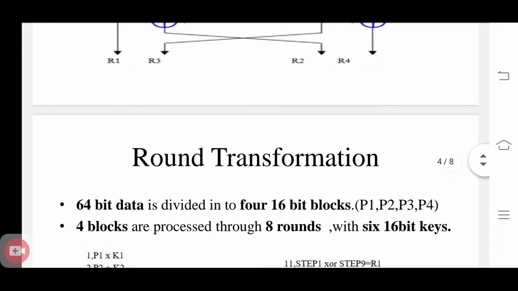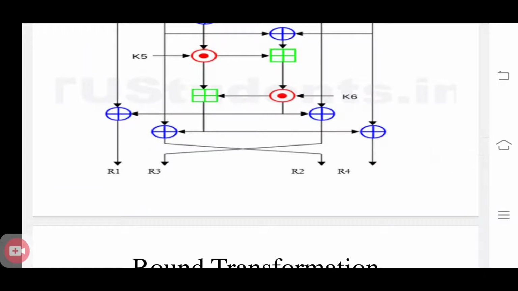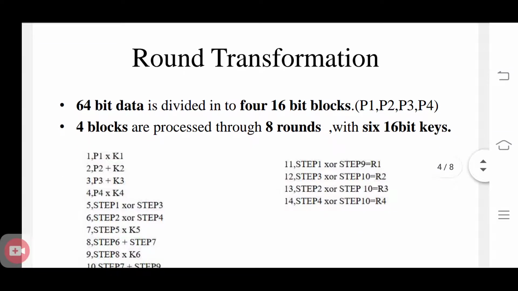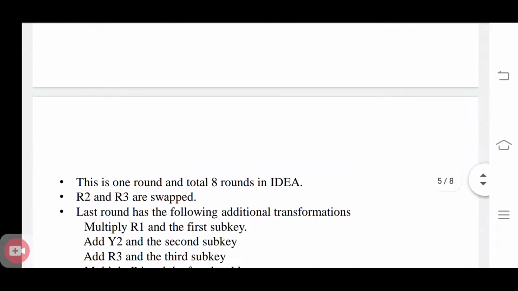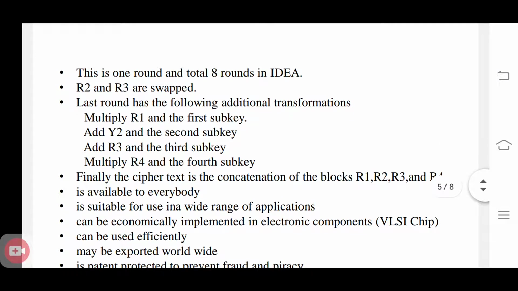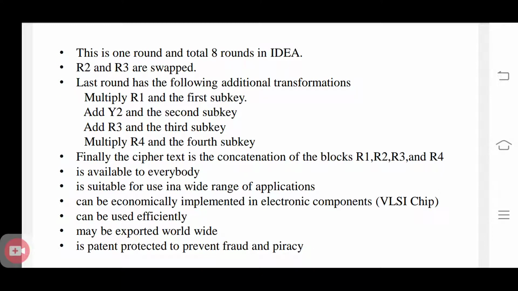Also you can see in the figure, after the first round there will be a swap mechanism between R2 and R3. Okay, here R3 and R2 are swapped. So these are all about the round transformation of IDEA. So actually this is one round, total 8 rounds are there. Here R2 and R3 are swapped, and we have a last round, that is multiply R1 with the first subkey. Then next step, not Y2, that is R2, add R2 and the second subkey. Next, add R3 and the third subkey. Last one, multiply R4 and the fourth subkey. You are performing a last round.